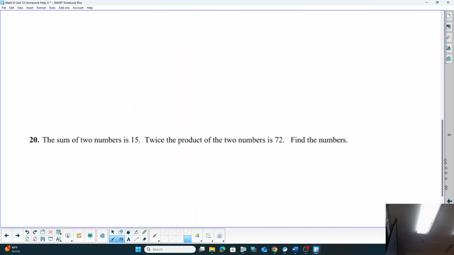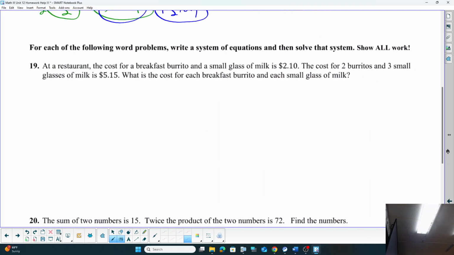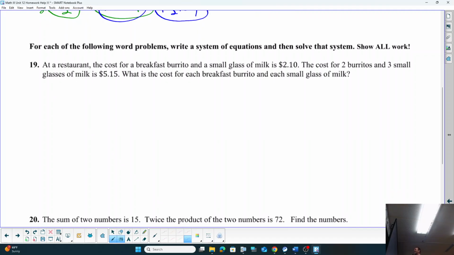For each of the following word problems, go ahead and write system equations. So a restaurant that cost for a breakfast burrito and a small glass of milk is $2.10. The cost for 2 burritos and 3 small glasses of milk is $5.15. So this costs for each breakfast burrito and each small glass. Okay, so we'll say X, breakfast burrito, and Y, we're going to say glass of milk.